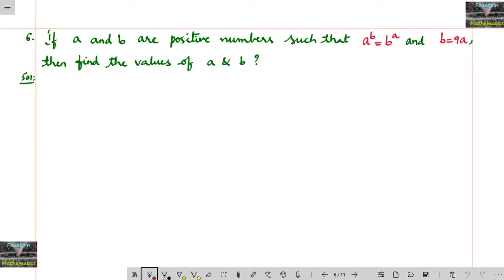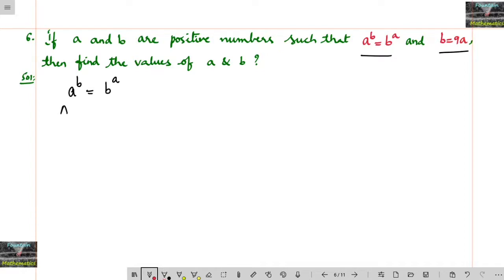If a and b are positive numbers such that a power b is equal to b power a and b is equal to 9a, then find the values of a and b. Whenever it is given in the power type, a power b is equal to b power a, most of the questions we can solve by using logarithm.